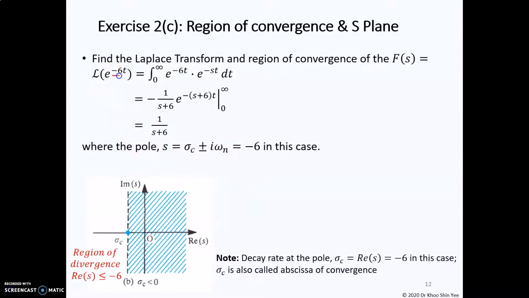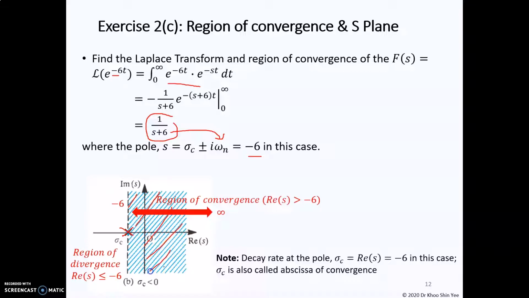If we change the rate to be negative 6, so after performing the definition, you get 1 over s plus 6. So based on this, you get the pole to be s equal to negative 6, where you can see your pole is located here at the negative side, and this is the region of convergence, which means your F(s) result is only valid in this region only.